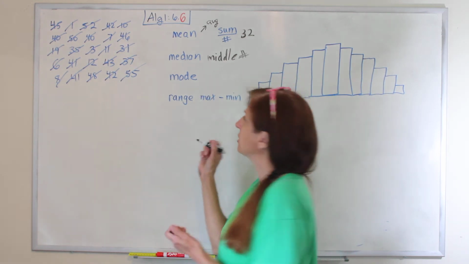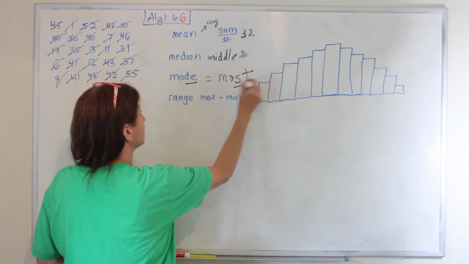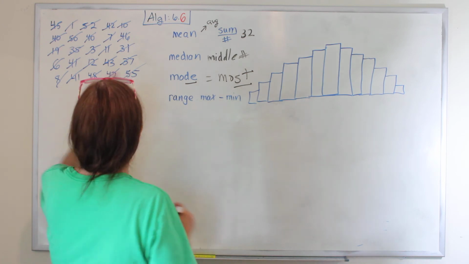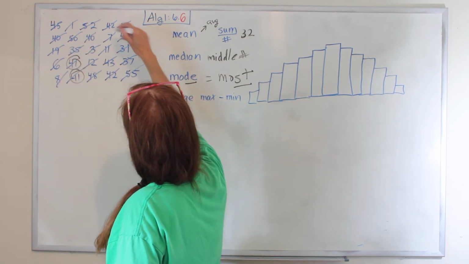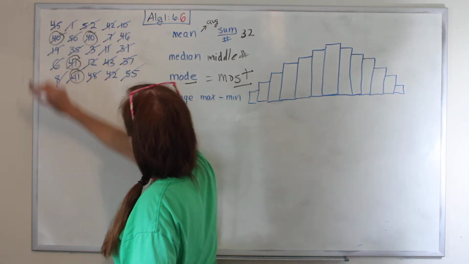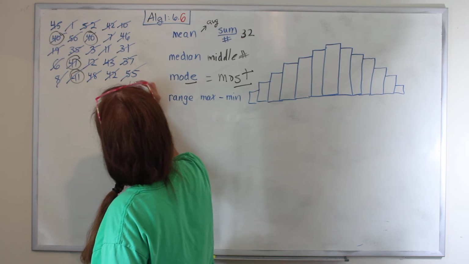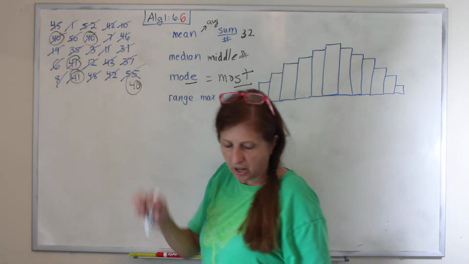Mode, why in the world it's called mode, is most. It's got 2 letters difference. So whichever one, see how we have more than 141? Do you see anything else with a repeat? Oh, 40 is repeated. We'll pretend like there's one more 40 here. And then 40 would be the thing that is the most.